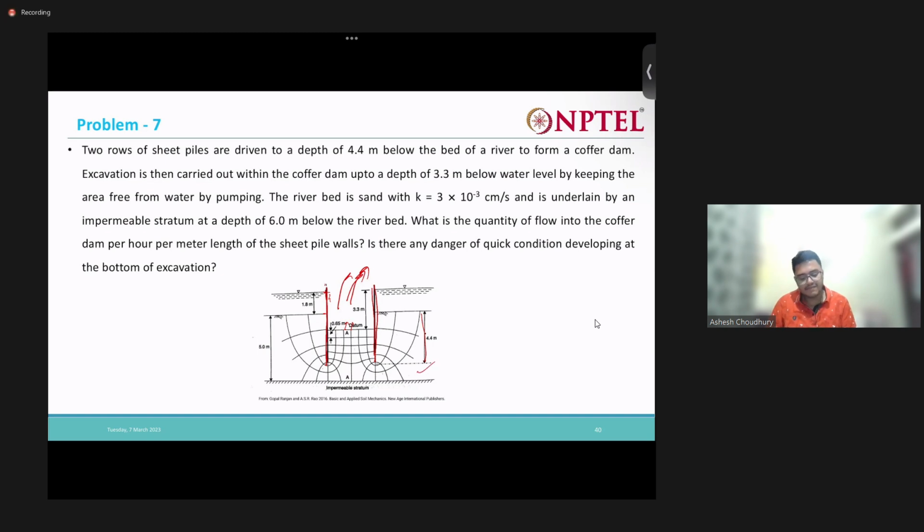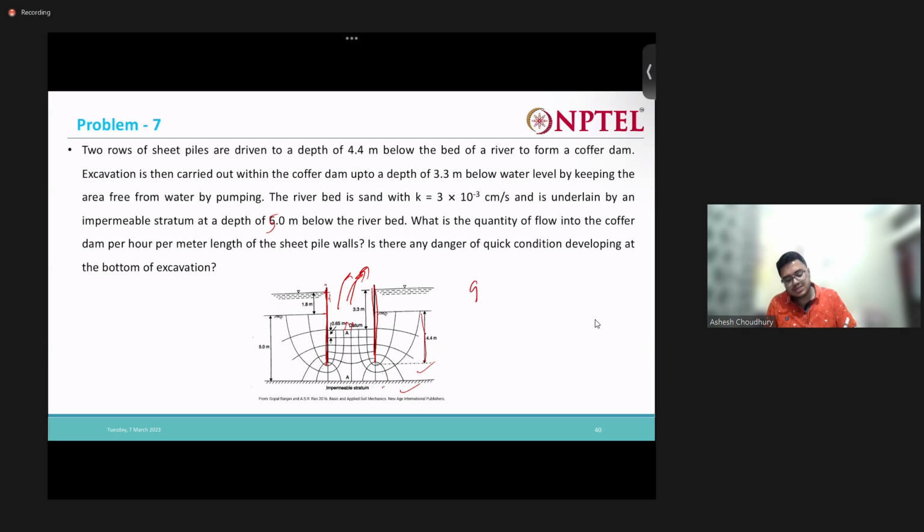This is sand, and the K value is given. It is underlain by an impermeable stratum at a depth of 6 meter. Here, not 6, I guess it should be 5 meter below the river bed. What is the quantity of flow into the coffer dam per hour per meter length of the sheet pile wall? So we need to determine the quantity of flow.